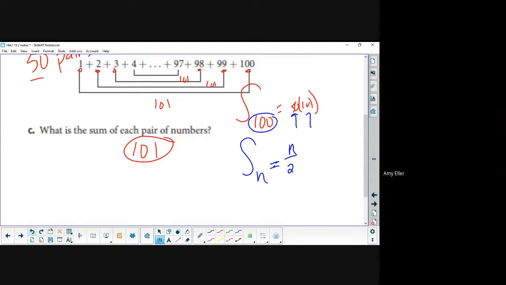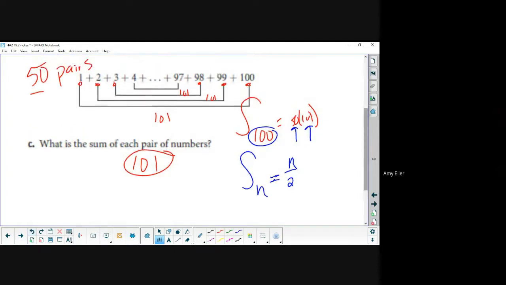Where did the 101 come from? How would we come up with that? A sub 1 plus A sub whatever the last number is. What would my last number be? N, right? If I want the first 12, I would add the first term with the 12th term. If I want S sub 30, I'd add the first term and the 30th term.